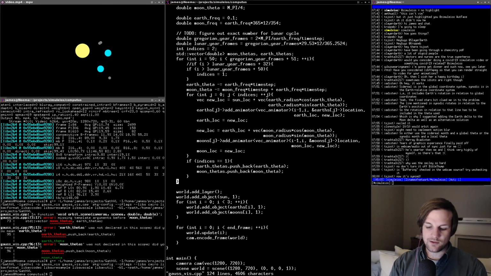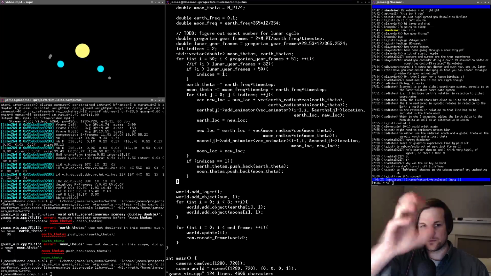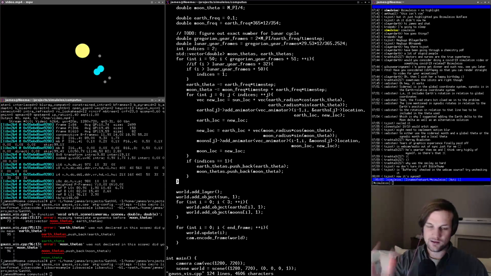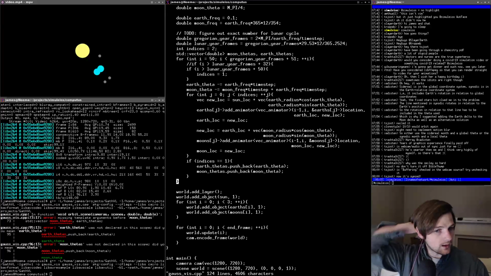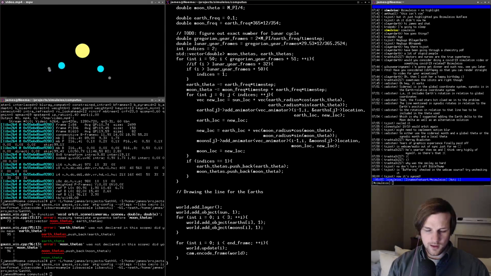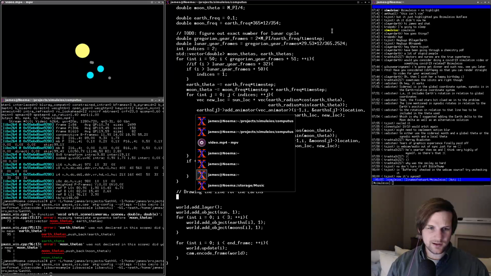And what I need to do is I now need to create 2 new arrays, 2 new lines that are going to draw from the 2 earths and the 2 moons. So we have the initial moon position and we have the initial earth position. So let's just go ahead and draw the line for the earths. Something like this. How are we going to do this? So we need to create a line first.